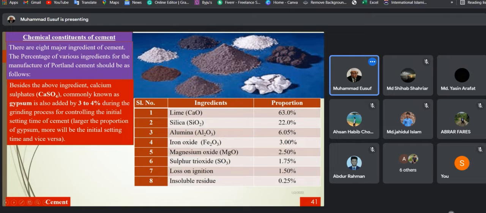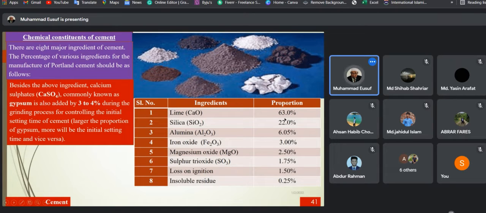This one. Sir, what color? White color, silica. Okay, this way. Then alumina, 6.05%. Magnesium oxide, 2.5%. Sulfur trioxide, 1.7. Ignition, 1.5. Insoluble residue, 0.25. Please calculate it.